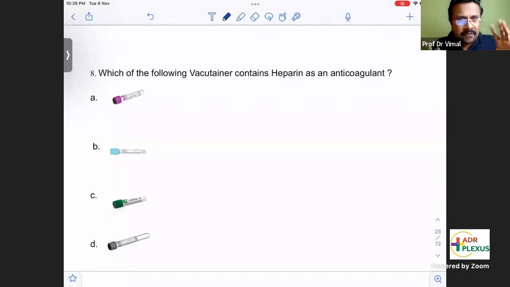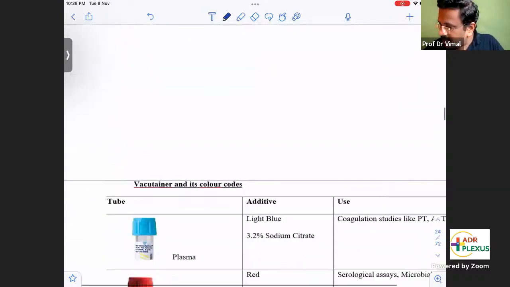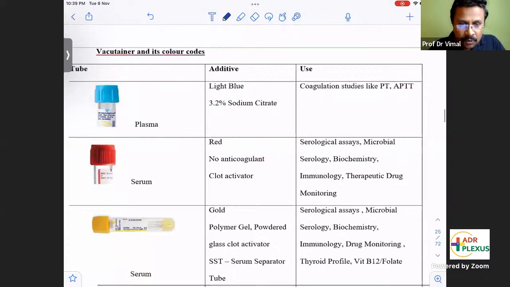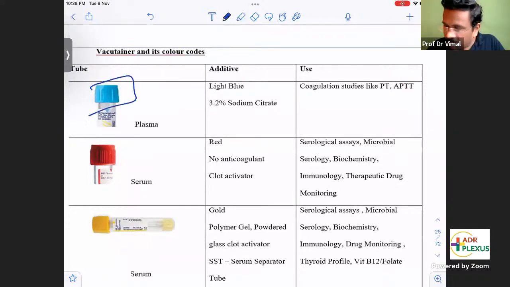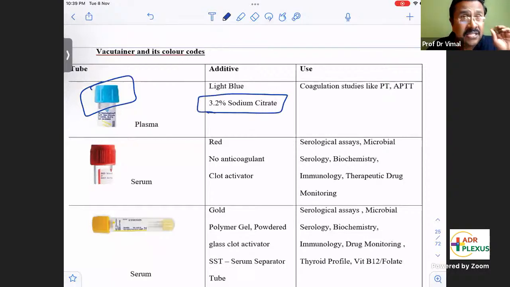So let us have a quick review about these different types of vacutainers. The commonest vacutainers, let us go through. That is the light blue topped vacutainer, which contains the anticoagulant additive 3.2% sodium citrate. It is used when you want to estimate the PT, APTT, that is for the coagulation studies, D-dimer. When you want to estimate these coagulation related parameters, use the blue topped one with 3.2% sodium citrate.